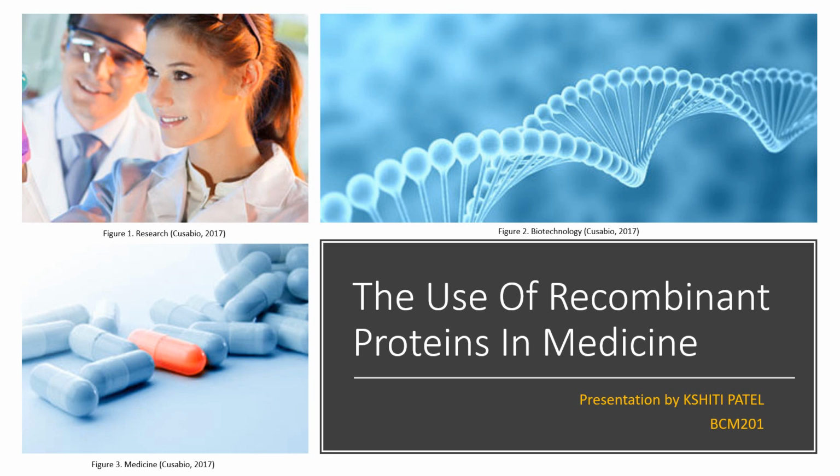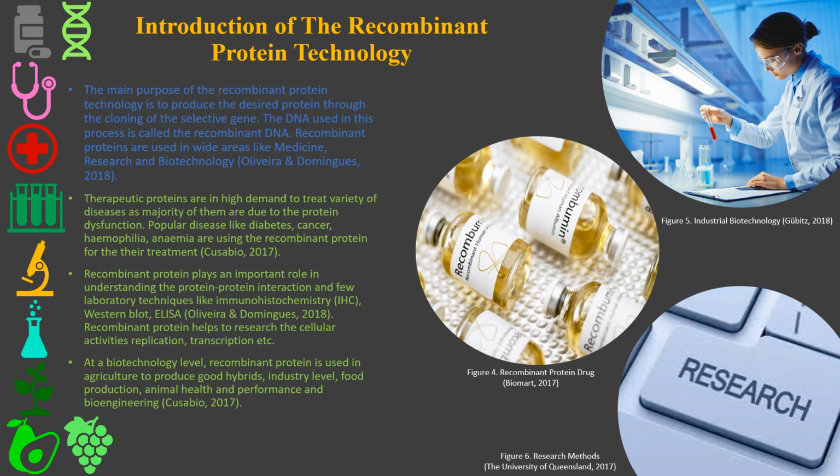Well, to start with, the main purpose of recombinant protein technology is to synthesize the desired protein through the cloning of the selective DNA. This DNA is called the recombinant DNA, and the technology is determined as recombinant DNA technology, which will produce the recombinant protein, which is our main part of the discussion today. So basically, we will search for a gene that will give us the desired protein, and that gene will be taken off, and it's called recombinant DNA.